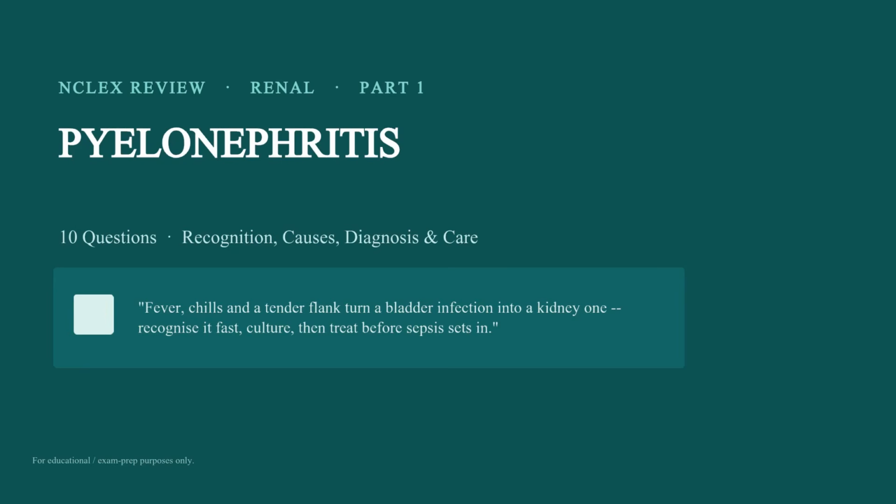This is Pyelonephritis Part 1, the Foundations, in 10 in-depth scenarios. We'll recognize this upper urinary tract infection, name its usual cause, tell it apart from cystitis, elicit the classic flank sign, read the urine, and give safe supportive care while watching for sepsis. Read each case, weigh all four options, pause to choose, then check your reasoning.